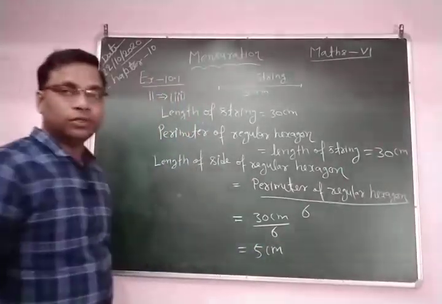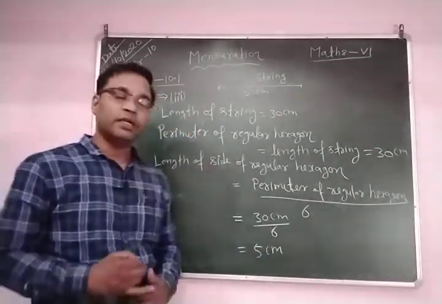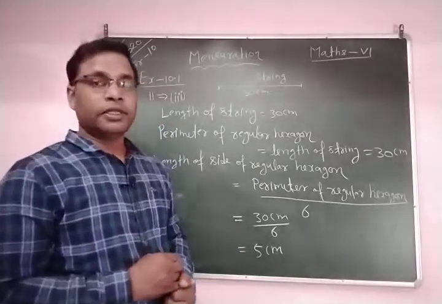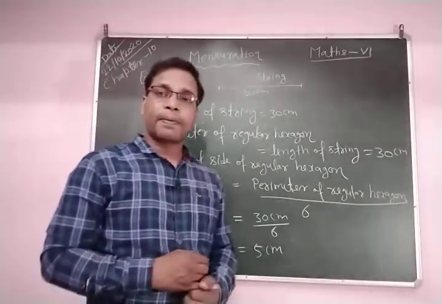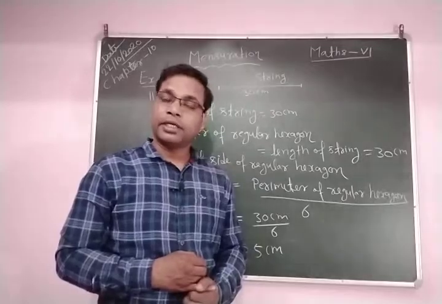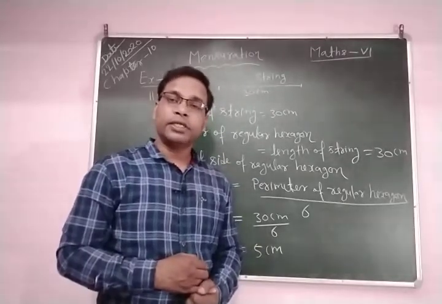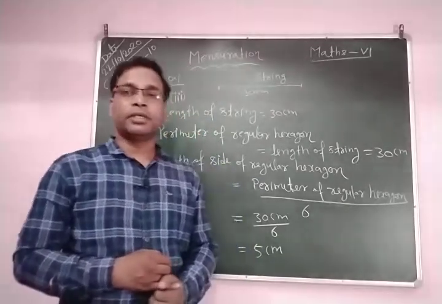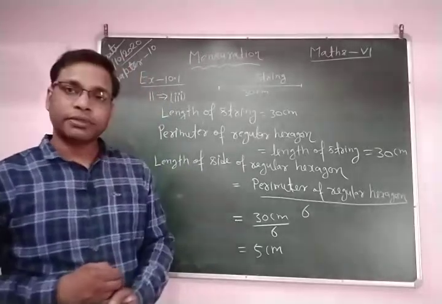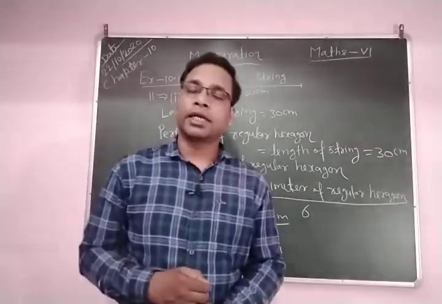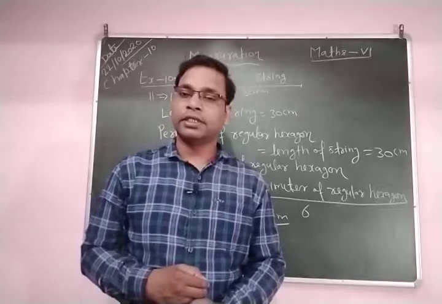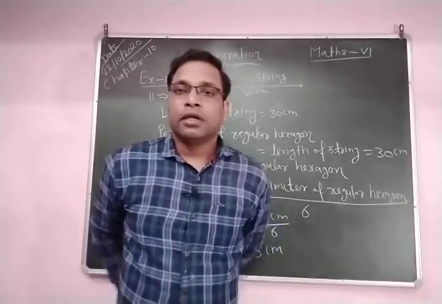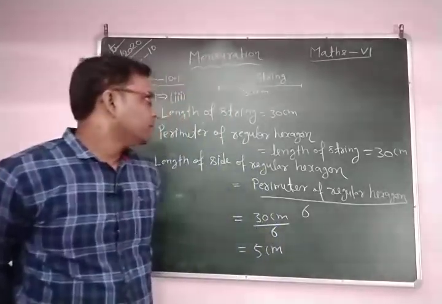So I hope all of you understood how to find the length of the side of a regular hexagon if the perimeter of the regular hexagon is given. In this question, the perimeter is the length of the strings, because this regular hexagon is made by these strings. This is clear now. So students, I hope all of you understood this question.